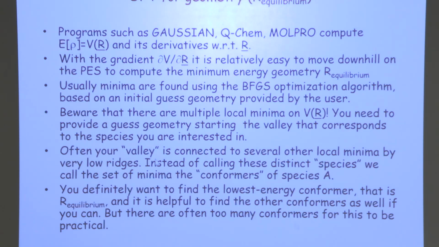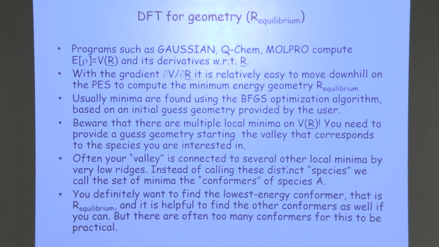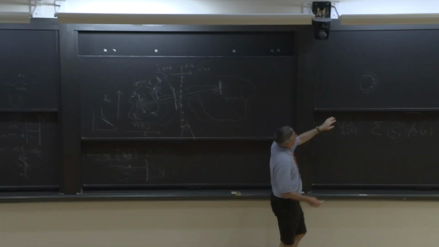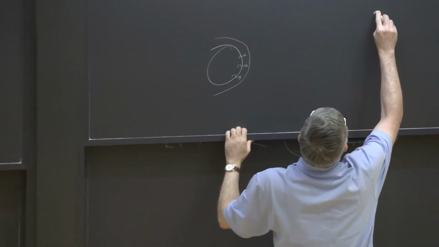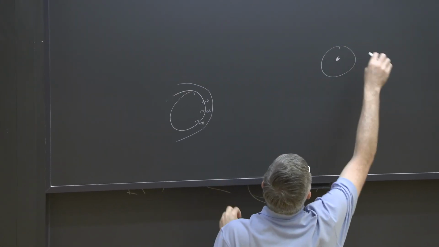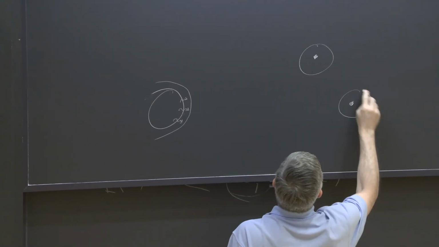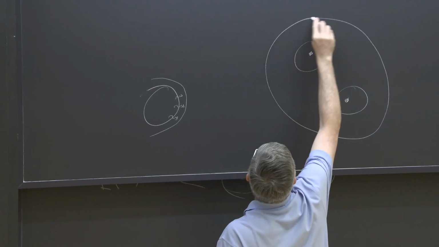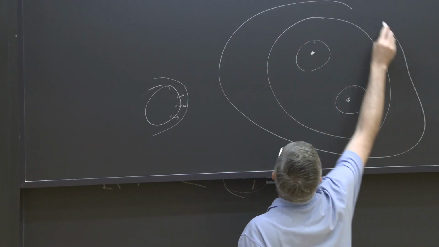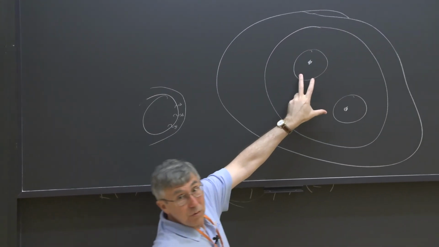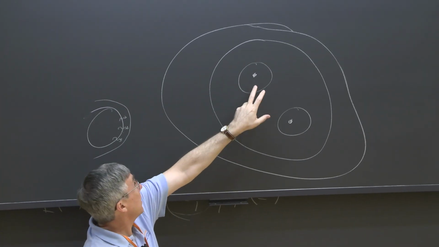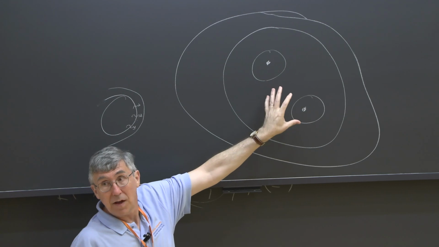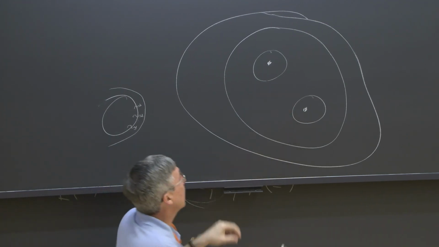And what happens when you look at this is often it looks like this. So here's one minimum, here's a little valley around it. Often there's another little minimum here, and there's really not much of a barrier between them, and they're both kind of in the same bigger valley. So there's like two little minima. Maybe one of these is the global minimum and one of them is the local minimum, but they're very similar in energy, both in the same valley. And we call these things conformers.